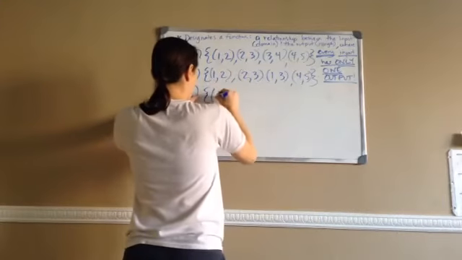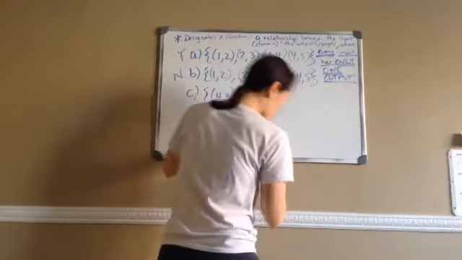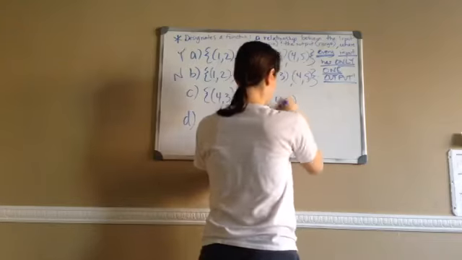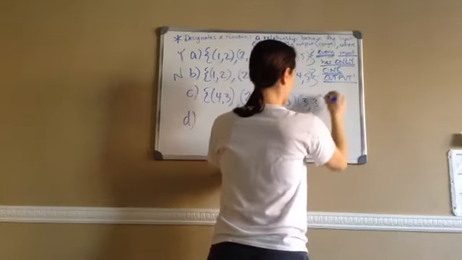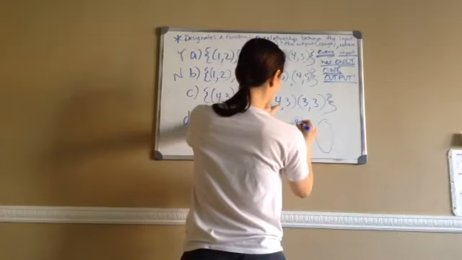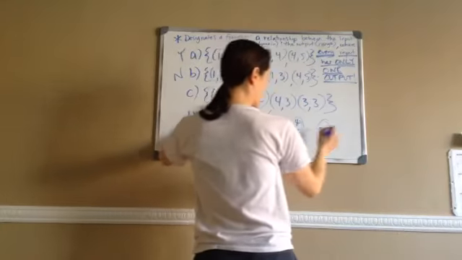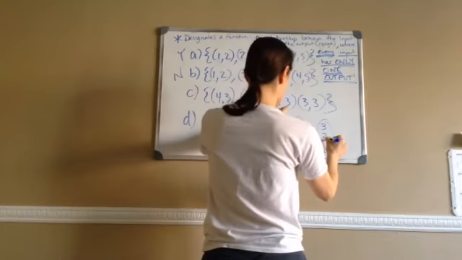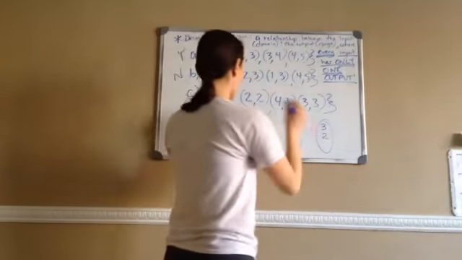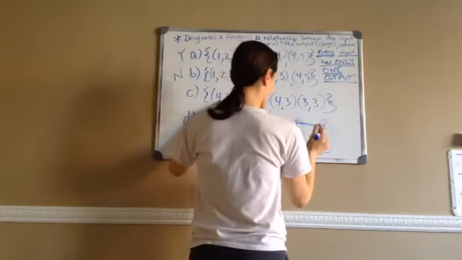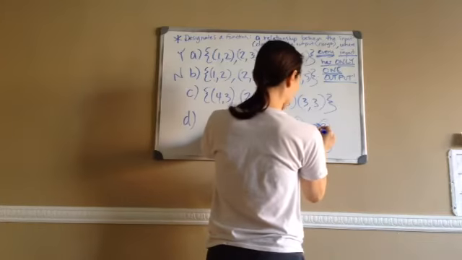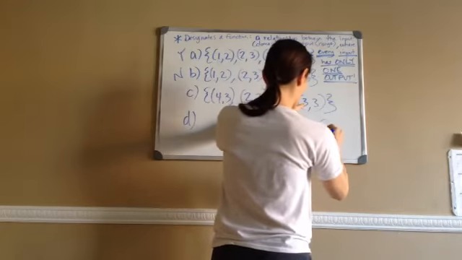This next one says 4, 3, 2, 2, 4, 3, 3, 3. Okay, again, my X's are 4, 2, I got a 4, and a 3. My Y's are 3, 2, 3, oops, already got a 3, 3 and 2, 3, 3. Okay, so my 4 goes with the 3. My 2 goes with the 2. My 4 goes with the 3. And my 3 goes with the 3.